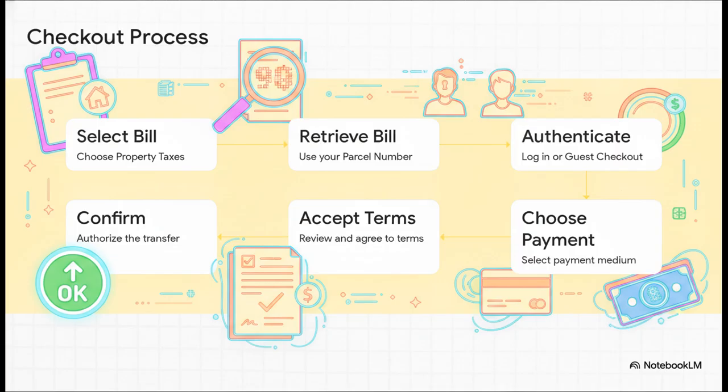Make sure you choose property taxes so the money goes to the right ledger. Second, you retrieve your specific bill using that 8 or 9-digit parcel number we just talked about. Third, you can either log into an account or, if you're in a hurry, just proceed via a quick guest checkout. Fourth, choose your payment medium, like a card or an e-check.